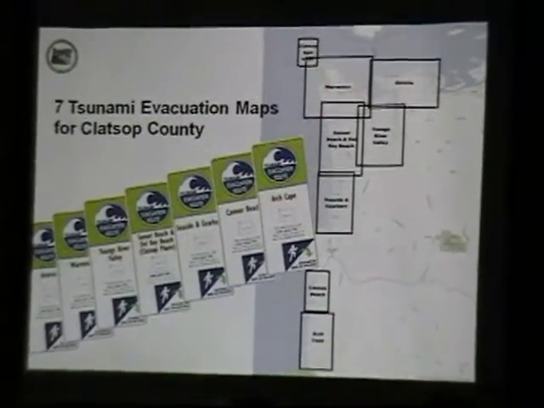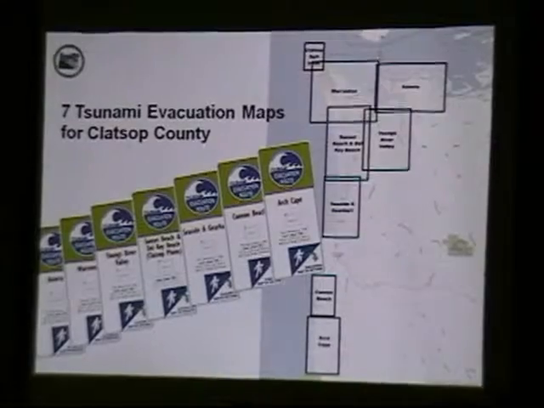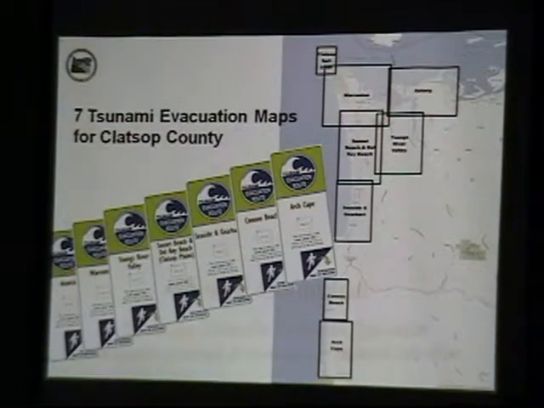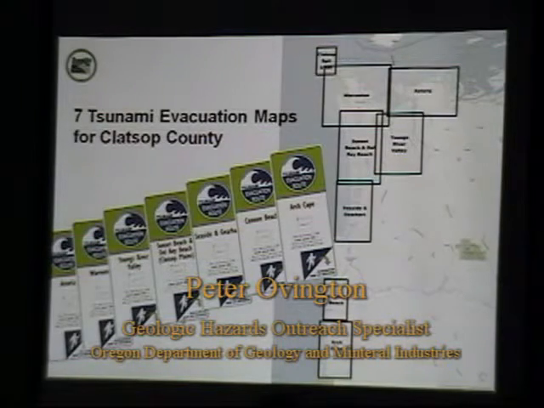Okay, lots to talk about. So, Rachel talked about the TIMs, the tsunami inundation maps, the more detailed ones on the wall. The evacuation maps or brochures that you came to pick up tonight, there's 7 of them. This is an overview map on the right showing the areas covered by those maps. We pretty much covered most of the county. There is an area south of Seaside that does not have its own map.